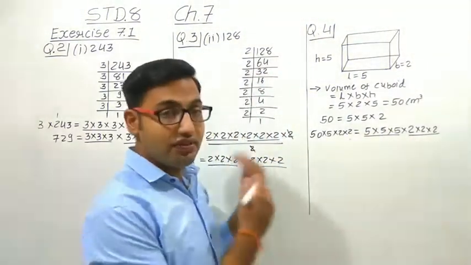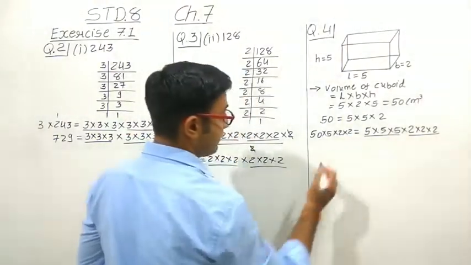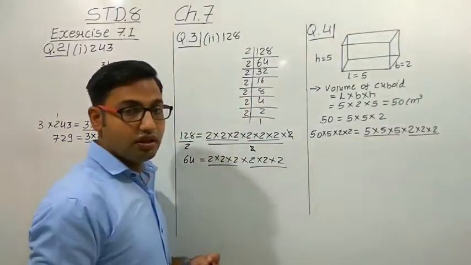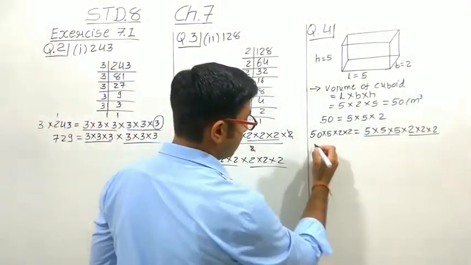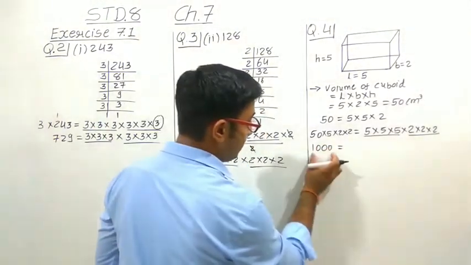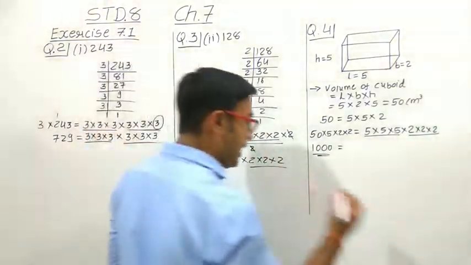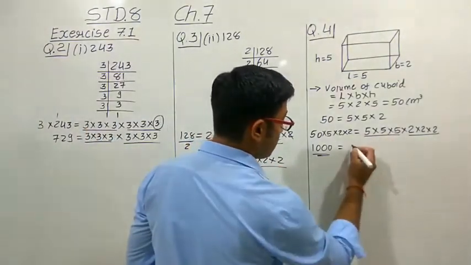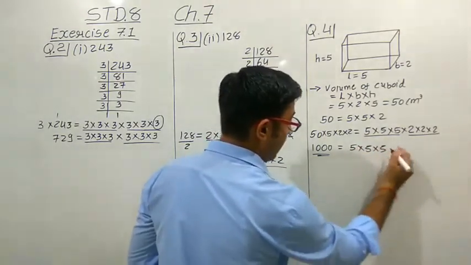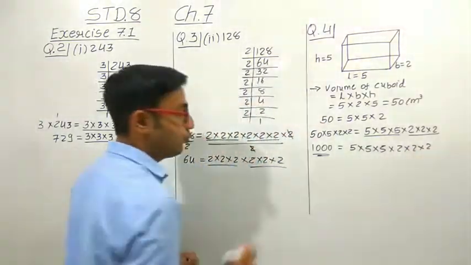So what will be the number we get on the left hand side when we multiply these numbers? 2 2s are 4, 4 5s are 20, and 20 5s are 1000. So this is the perfect cube. Now this number will become a perfect cube number, and the prime factors we get here are 5 into 5 into 5, 2 into 2 into 2.